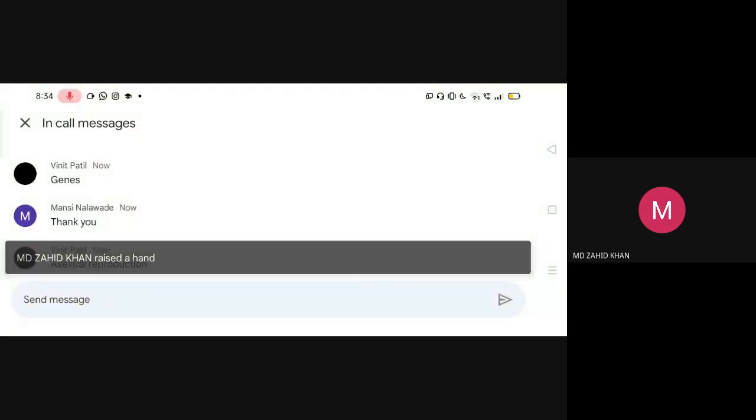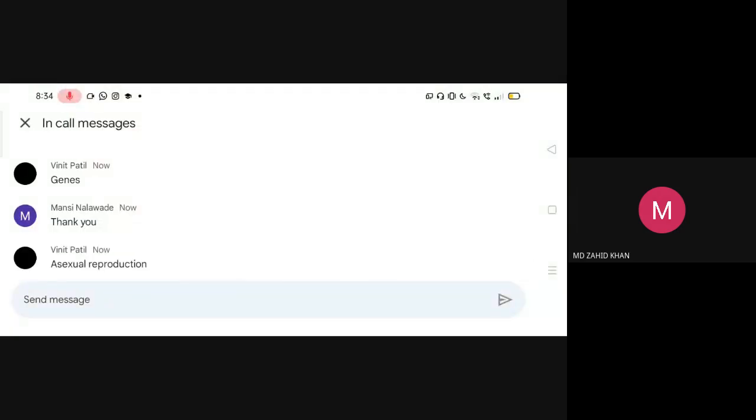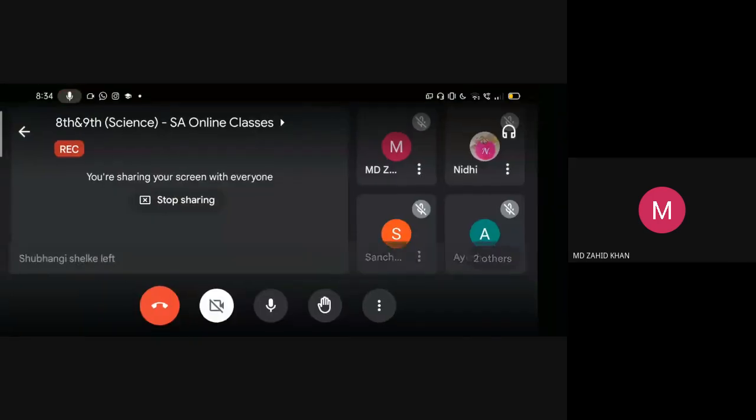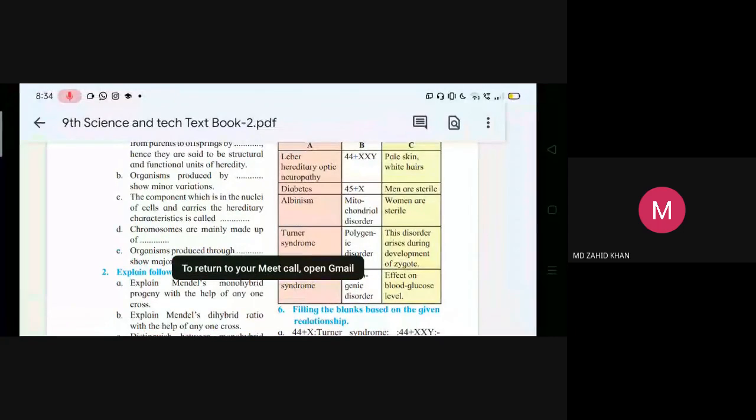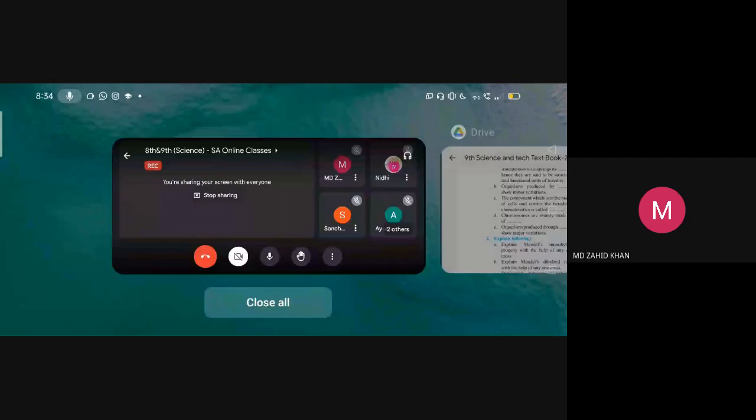Yasmin, now you also write in the chat box. One wants to answer in the chat box, one wants to answer by saying, how can I go for this now? DNA. The answer is DNA. Chromosomes are mainly made up of dash dash.